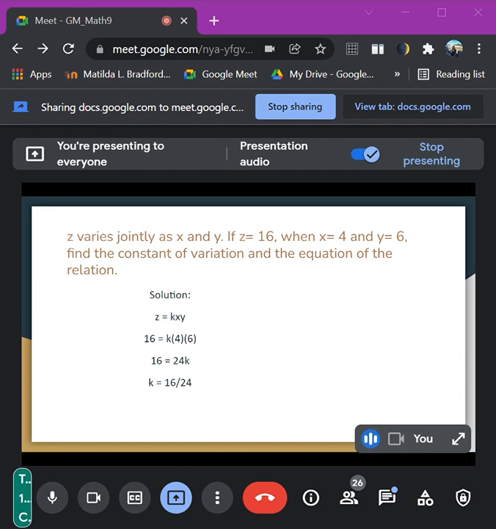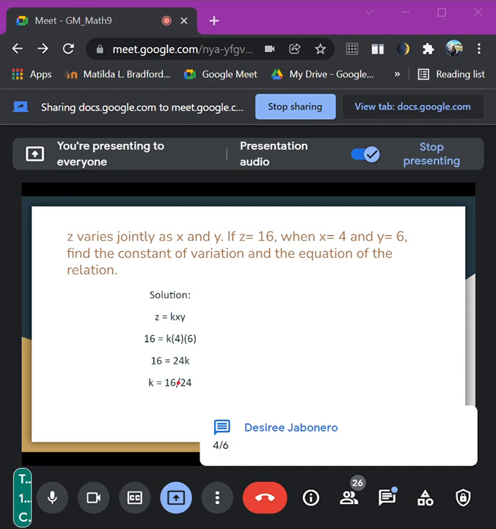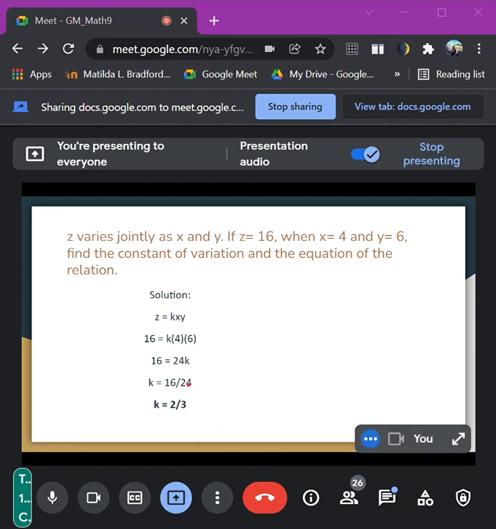Or we can divide both sides by 4. So 16 divided by 4 is 4, over 6, or 2 over 3. You can divide it by 8. 16 divided by 8, that is 2. 24 divided by 8, that is 3. So you will have there, your k is equivalent to 2 over 3.